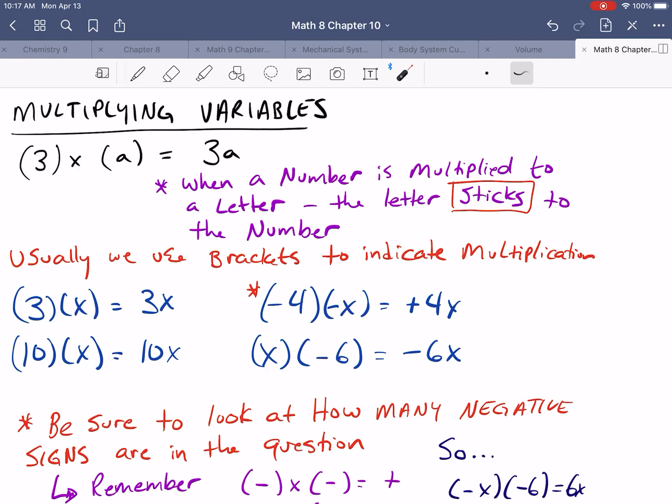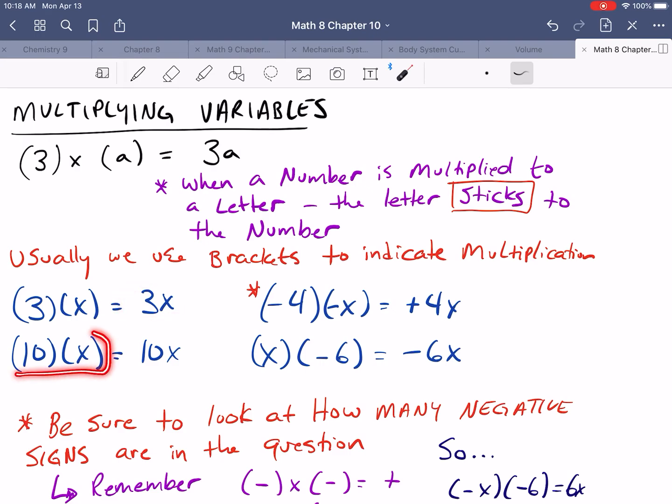When we get to multiplying variables, we really haven't looked too much into this before, but we need to know that when we multiply a number by a letter, it just sticks onto it. Like 3 times a gives us 3a. Whenever you have a number and a letter beside each other, or something in brackets, like 3a or 3 times a in brackets, that just means multiply. Usually we use brackets to indicate multiplication, and we don't use the multiplying sign anymore, especially in grade 9. It begins to be eliminated, and in grades 10, 11, and 12 it doesn't exist anymore. So we use brackets.